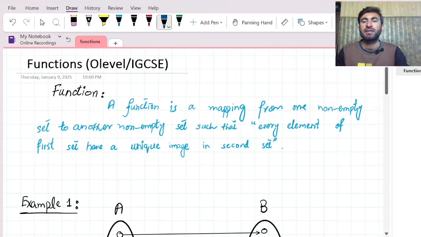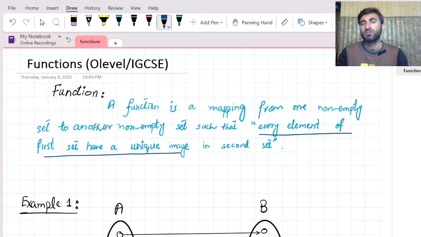Today we are going to start the topic of functions that is part of both O-level and IGCSE Mathematics syllabus. So let's start from the basic. A function can be defined many ways, but here is the simplest one, that it is a mapping from one non-empty set to another non-empty set such that every element of first set must have a unique image in second set. So this is known as the function criteria.